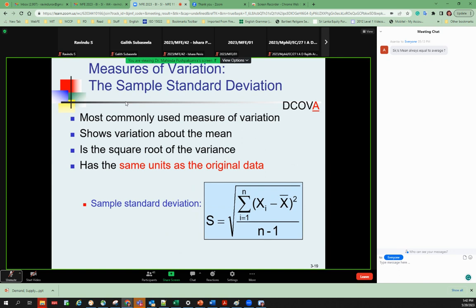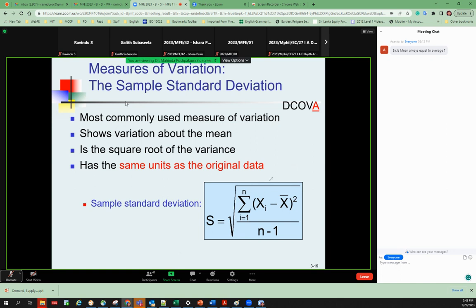The sample standard deviation is the most common measure of variation. It shows variation about the mean. It is the square root of variance and has the same unit as the original data. That means standard deviation is the most commonly used measure to identify variation. It shows how data deviate from the mean. It is related to variance, the square root of variance.